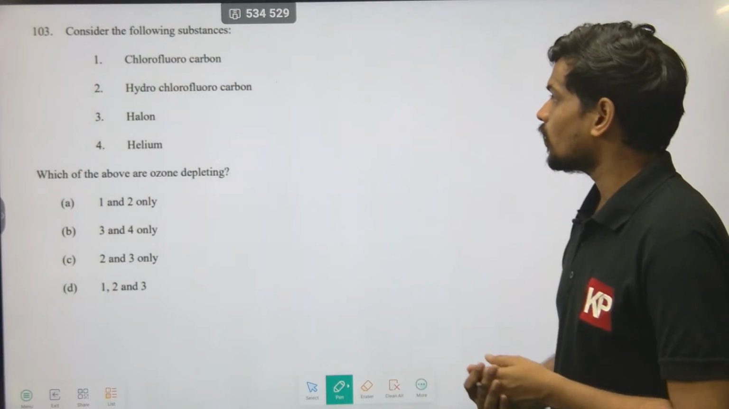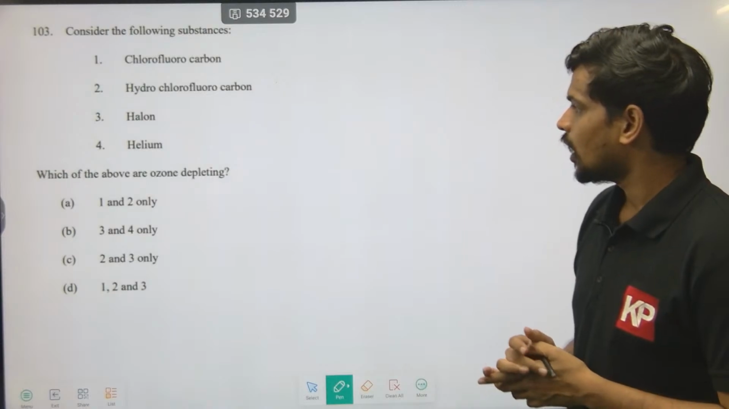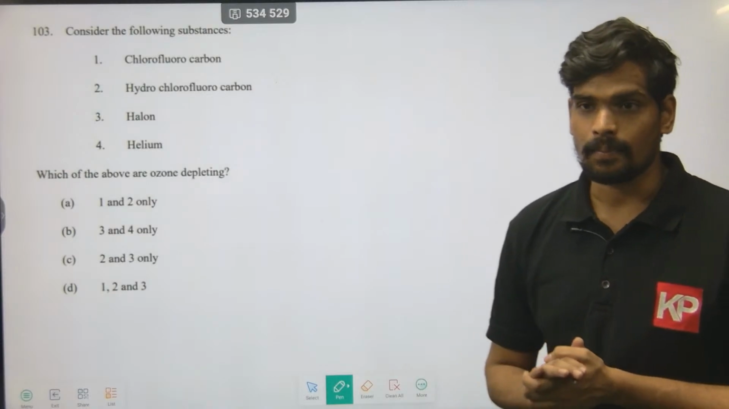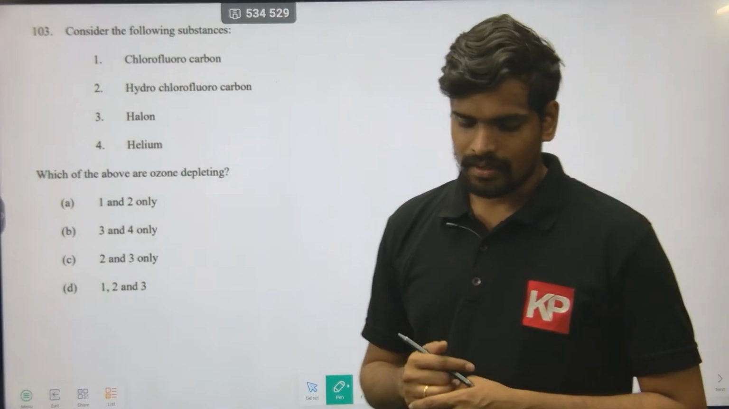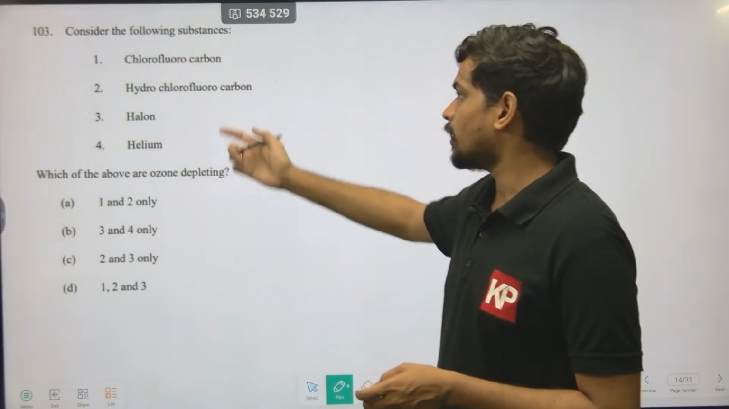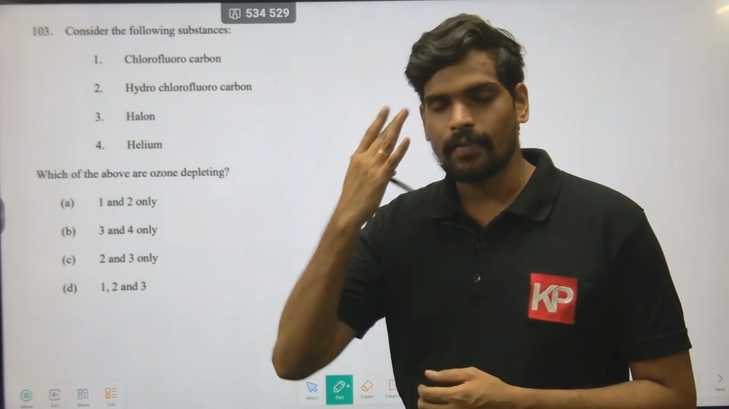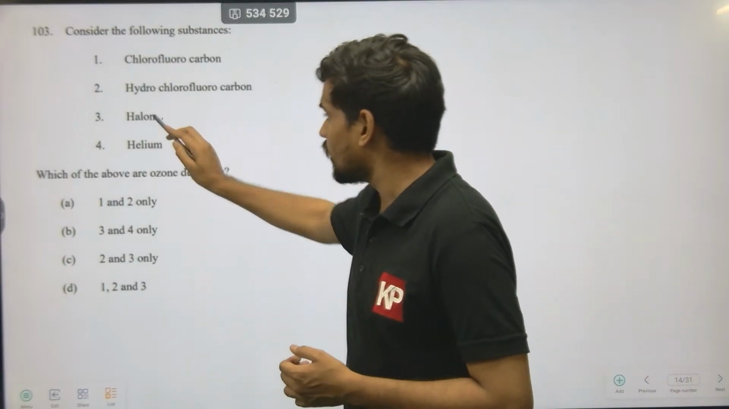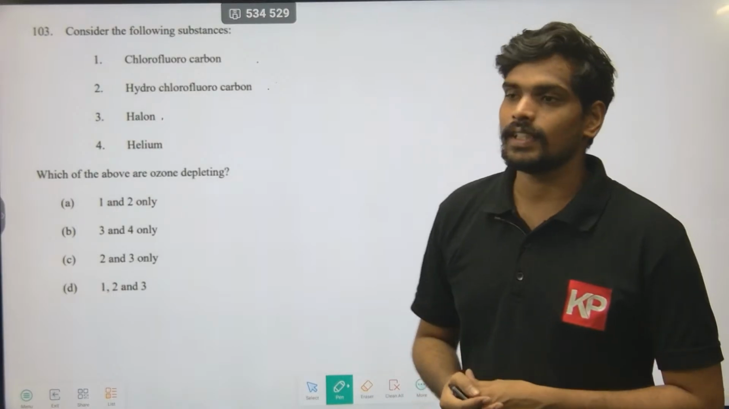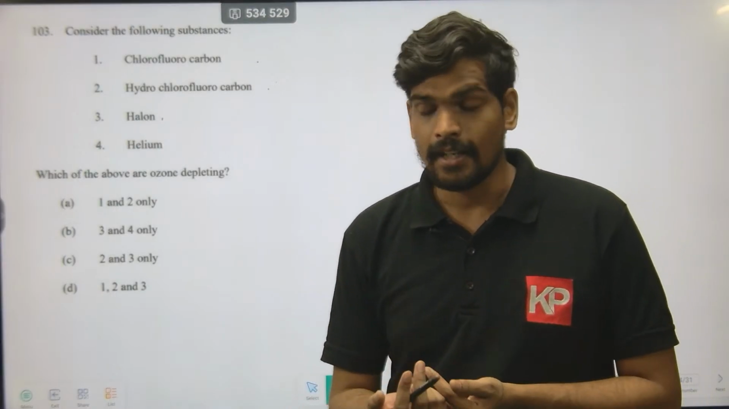Next one, 103, consider the following substances: chlorofluorocarbon, hydrochlorofluorocarbon, halon, helium. Which of the above are ozone depleting substances? So earlier ozone depleting substances like chlorofluorocarbons, halon, hydrochlorofluorocarbons, these were used either as refrigerants, and halon was particularly used as fire extinguishers. CFCs and HCFCs, these were used as refrigerants in air conditioning.